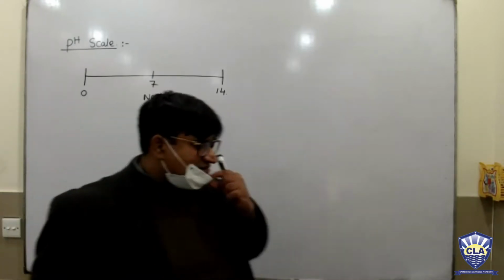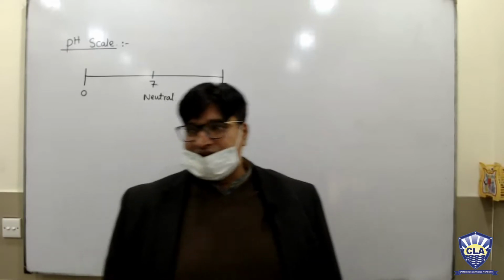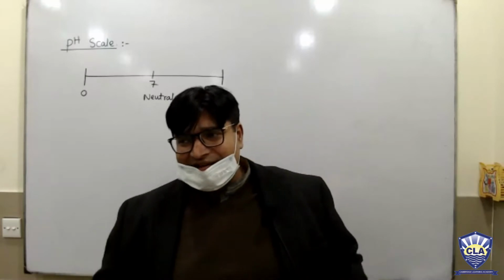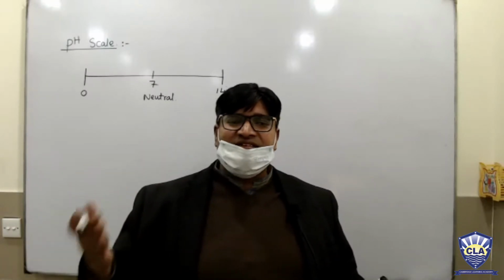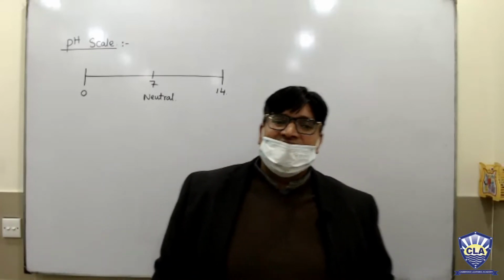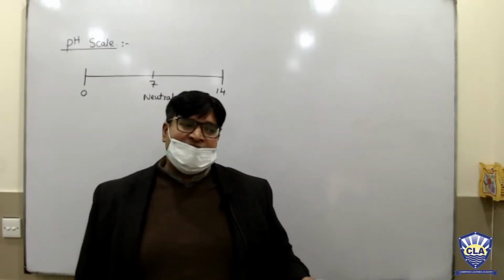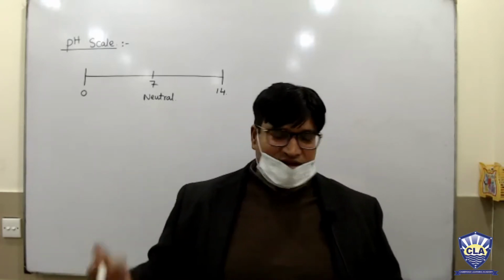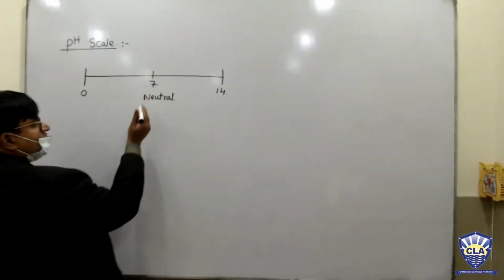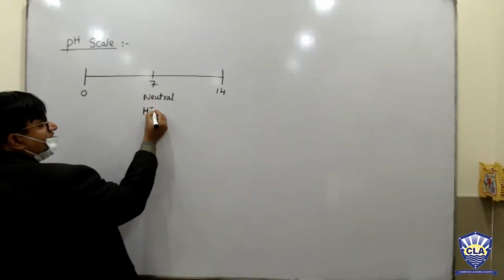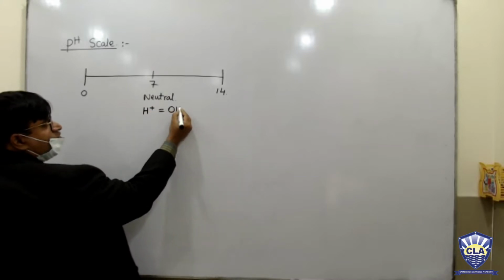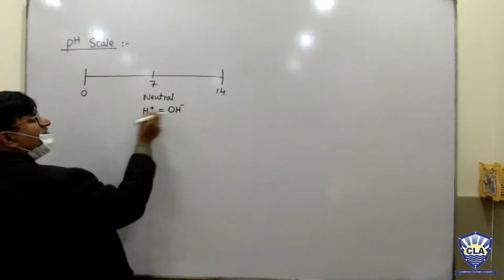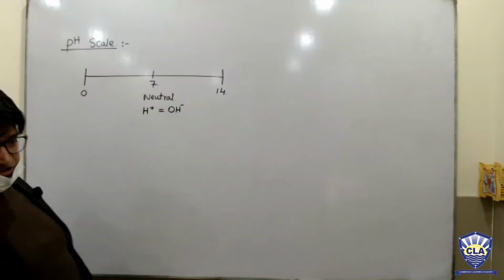So what is meant by the term neutral point? Last time I told you, my dear, that any substance that produces H positive ions in its aqueous solution is called an acid. And the second thing, remember, anything that produces OH minus is called a base. So in a neutral solution, what would happen? You have H positive and OH negative, and the concentrations of H positive and OH negative are exactly the same. They are equal to each other.